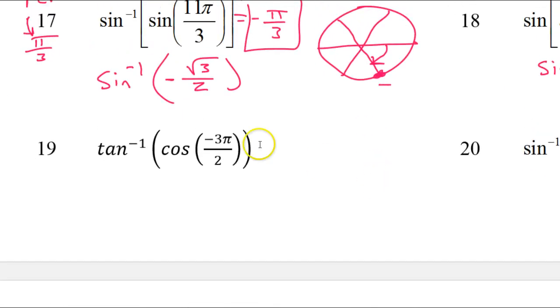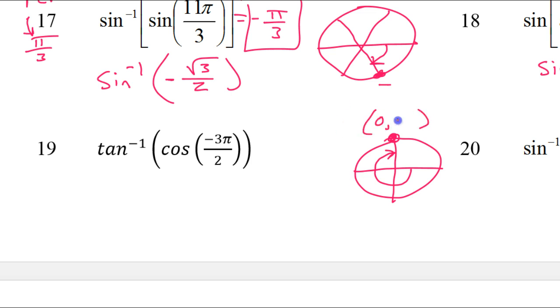Okay, number 19. The cosine of negative 3 pi over 2. What's that? Well, this is going to be a quadrantal angle. Negative 3 pi over 2. So I'm going in this direction. So I'm going like this. All right, so negative 3 pi over 2 is going to land right here. The cosine is the x value. This is 0, comma 1. So the cosine is 0. So boom, that gives me 0.